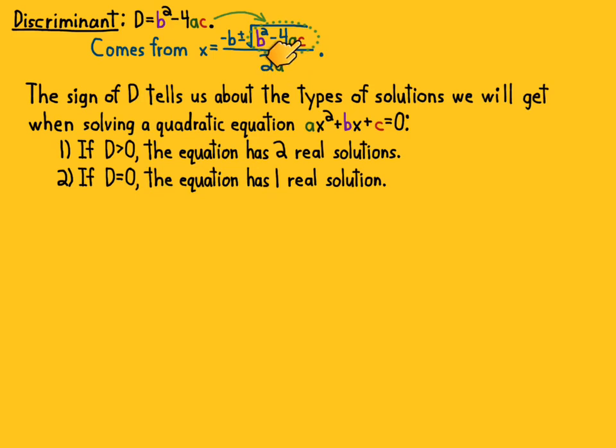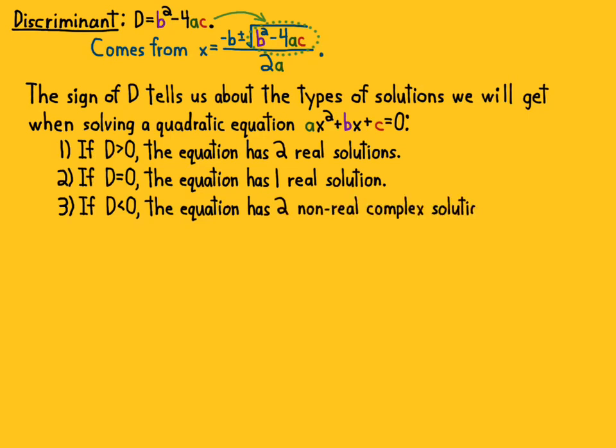If D is 0, then this is the square root of 0. There's no plus or minus 0. Those are both 0, right? So it's just the opposite of b over 2a. It's the only solution. And then the last one, if D is negative, then you get two non-real complex solutions. In other words, you get things with i's, because you're doing square roots of negatives. It's not complicated, right? Once you know the formula, this is pretty straightforward.